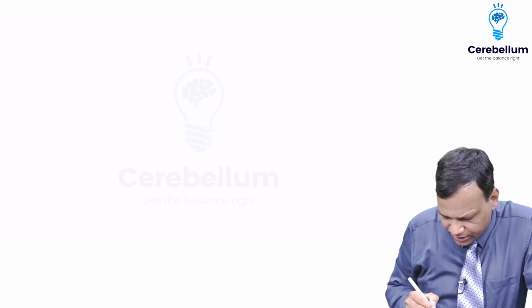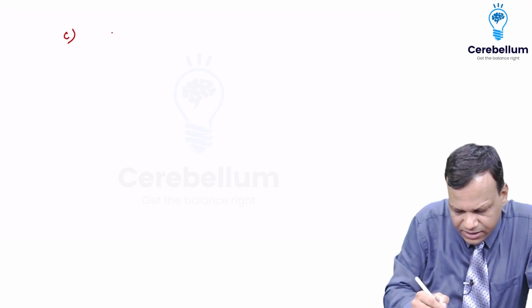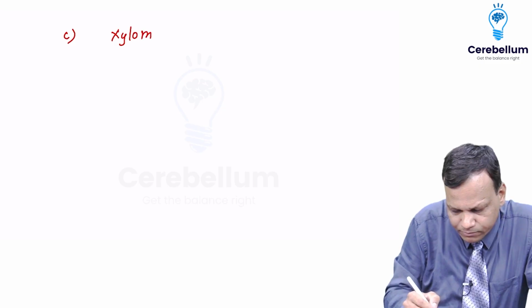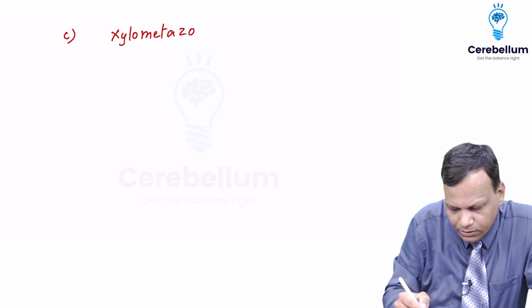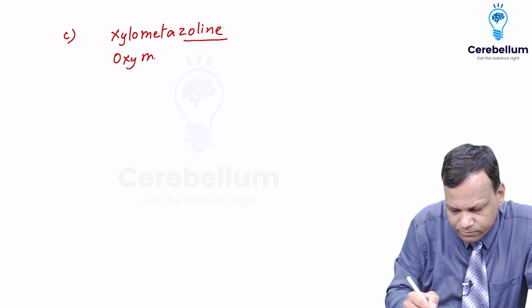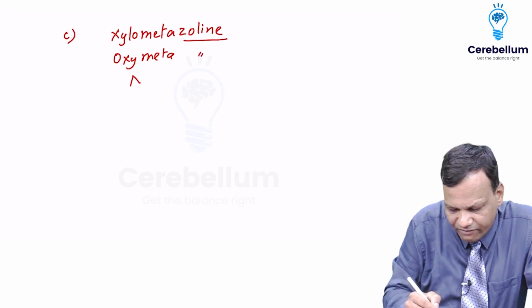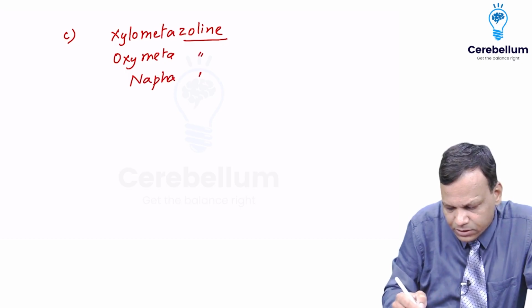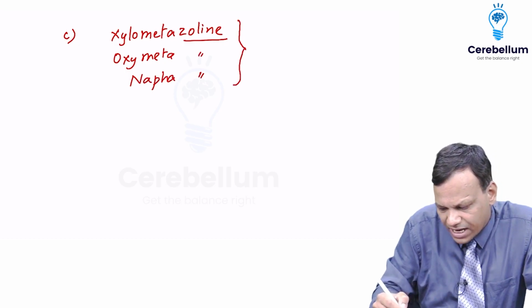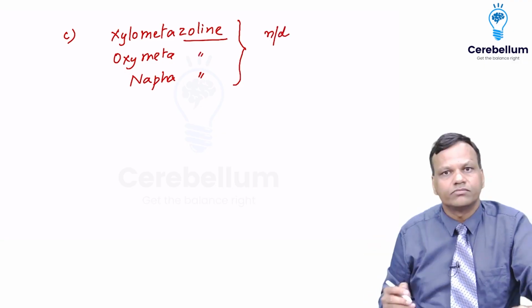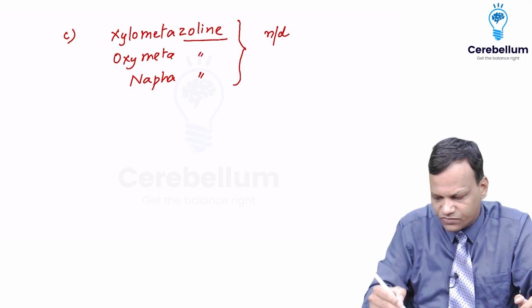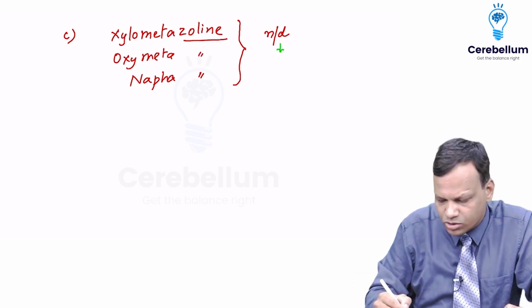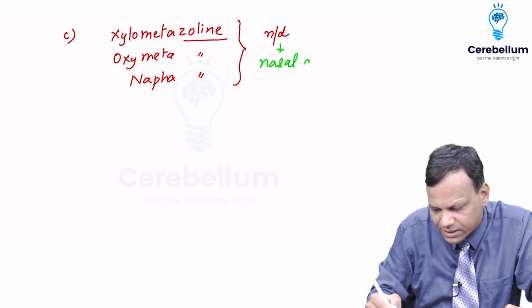Okay. Then we have drugs like xylometazoline. The drug names ending with zoline, oxymetazoline, and naphazoline. These drugs are used as nasal drops, and they cause vasoconstriction in the nose. So they are used as nasal decongestants.